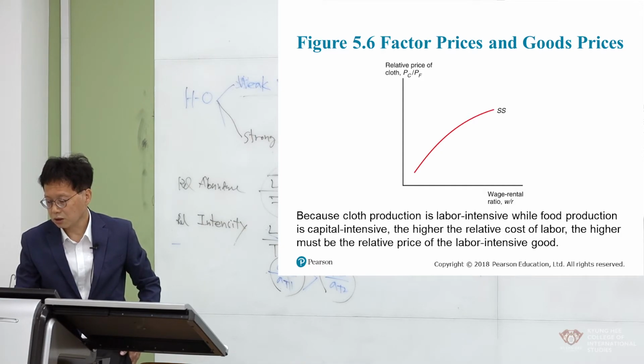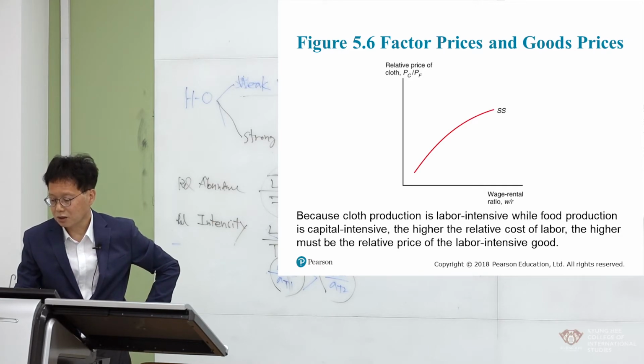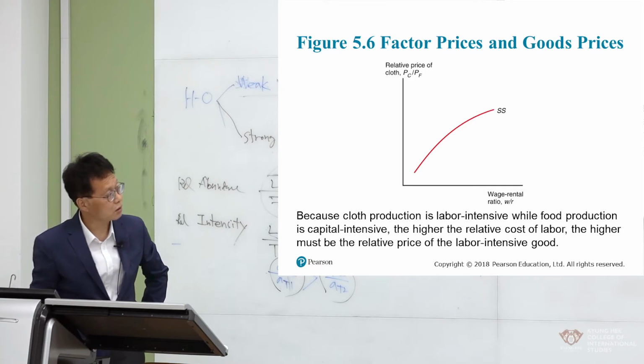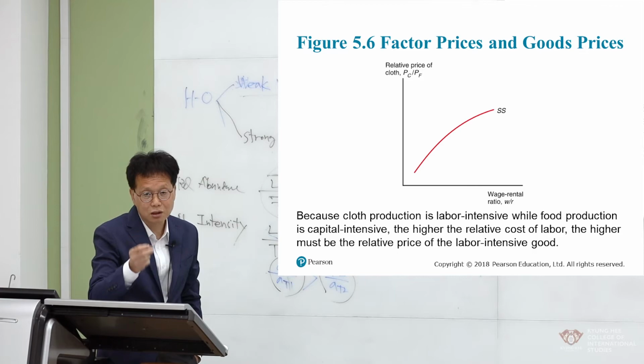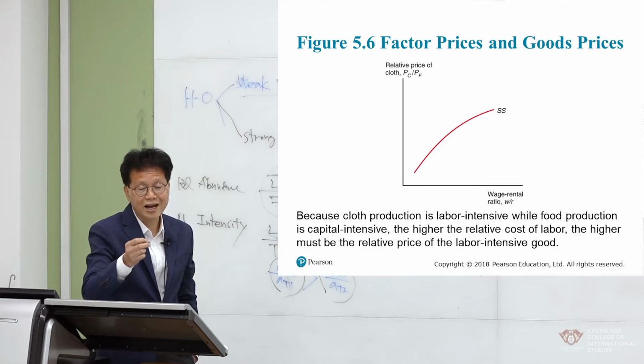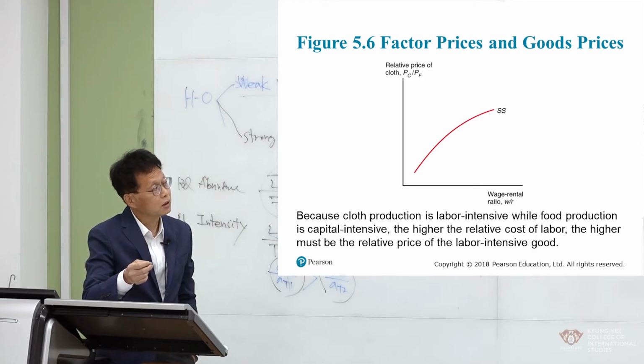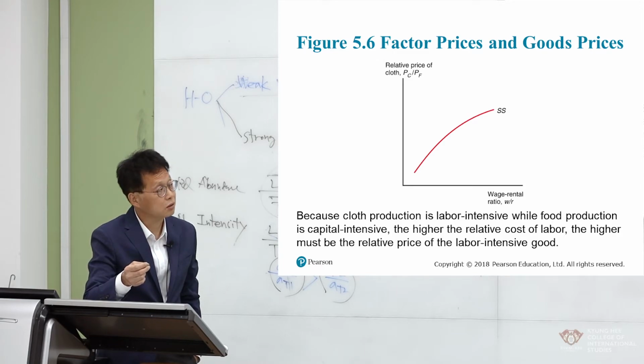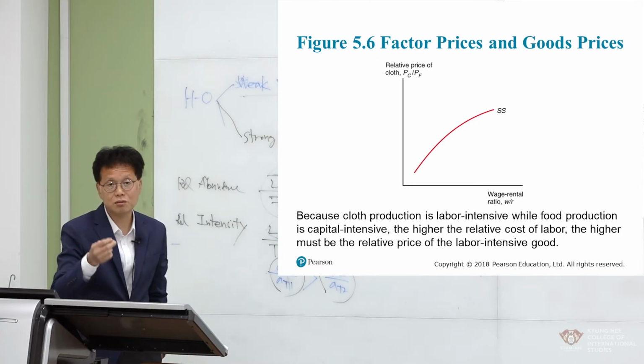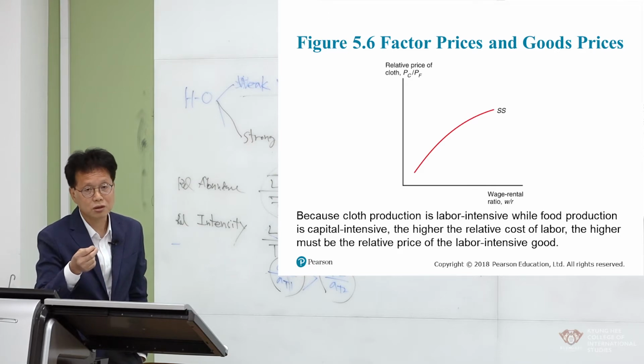Here, the X variable is W over R, the Y variable is P1 over P2. And because Q1 production is labor intensive, while Q2 production is capital intensive, the higher the relative cost of labor, the higher must be the relative price of the labor-intensive good. Actually, P1 over P2 is the relative price of Q1, or the relative price of the labor-intensive sector. Right? W over R is the relative cost of the labor-intensive factor in Q1 production.